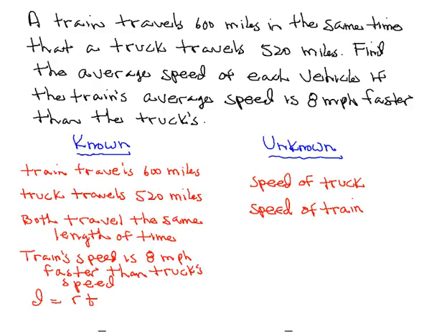So if we organize the information into what we know and what we don't know, we can see first that we're told that the distance the train travels is 600 miles. The distance that the truck travels is 520 miles. They both travel the same length of time. We're told that the train speed is 8 miles per hour faster than the truck speed. And the underlying formula we're going to need to use for this, which you've seen before, is that distance is equal to rate times time. And what we don't know that we need to find out are the speed of the truck and the speed of the train.